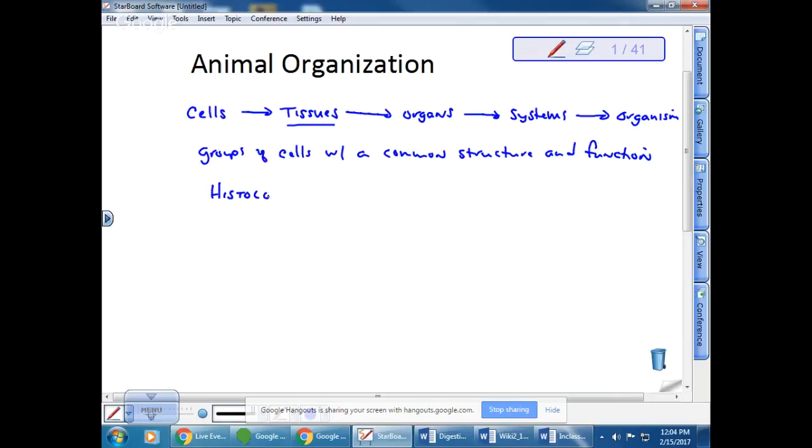So when we talk about tissues in vertebrate anatomy, we study what is called histology. Histology is the study of tissues. You can take whole classes in histology, and you can look at healthy tissues versus unhealthy tissues, for example. When we look at the types of tissues, we have categories. And the first category is the epithelial tissues.